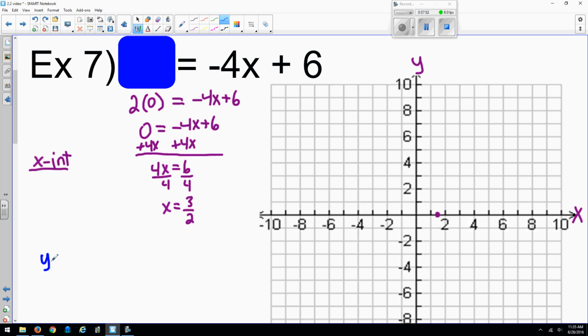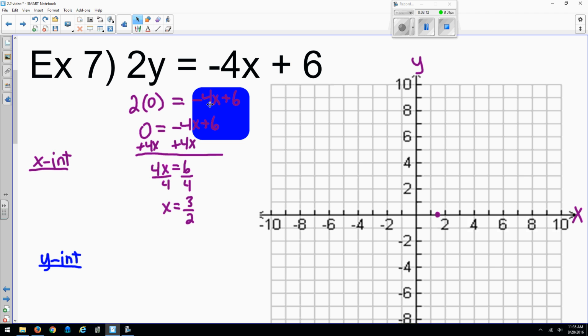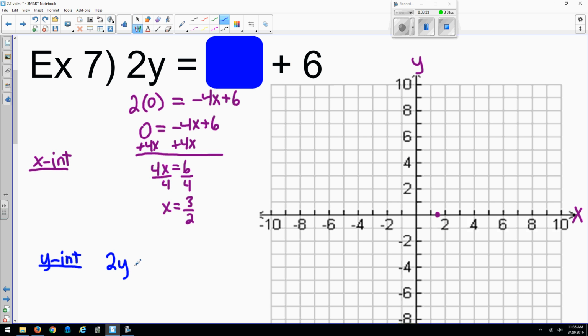For the y-intercept, as I said a little while ago, the x value is 0. So now, instead of blocking off the y term, I'm going to block off the x term and just rewrite this. So again, just to remind you, I would be substituting in 0 for x. But because I would do that, negative 4 times x would be 0. So I'm just going to block that term. And so I have 2y is equal to 6. Y equals 3. So I'm going to plot that on the y-axis.